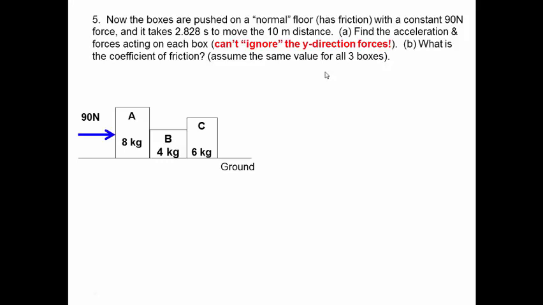Okay, now we just changed the problem. Now what happens if we put the boxes on a normal floor? In other words, it has friction with a constant 90 newton force again, but now it takes 2.828 seconds to move the 10-meter distance. Based on that information, first of all, can you find the acceleration and the forces acting on each box? Now we can't ignore the y direction forces. We'll talk about why that is. And also, please find the coefficient of friction.